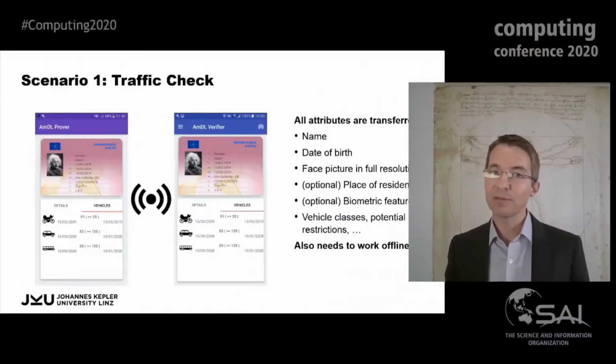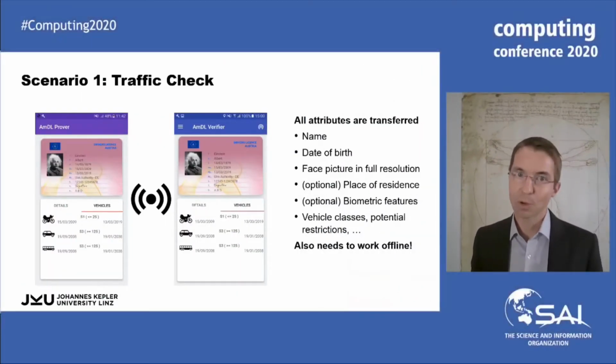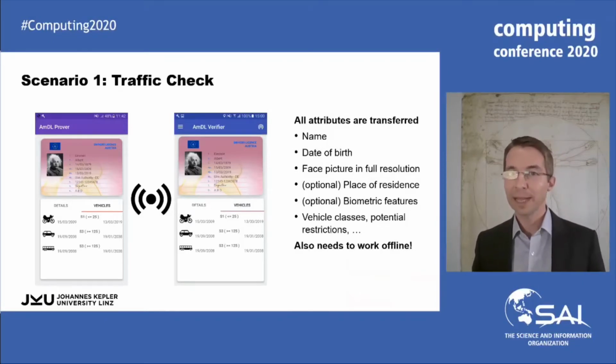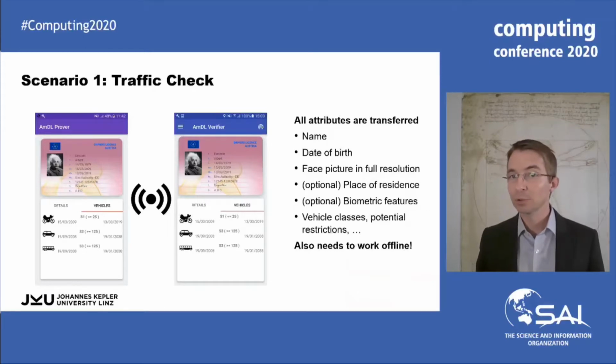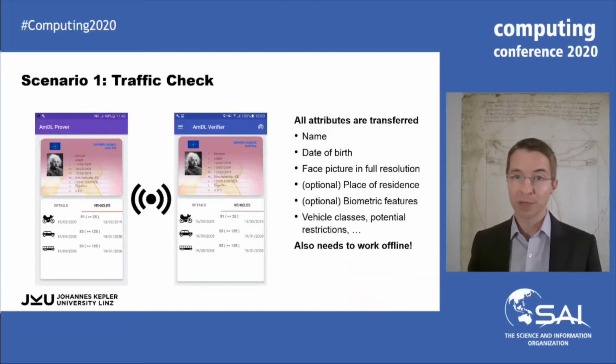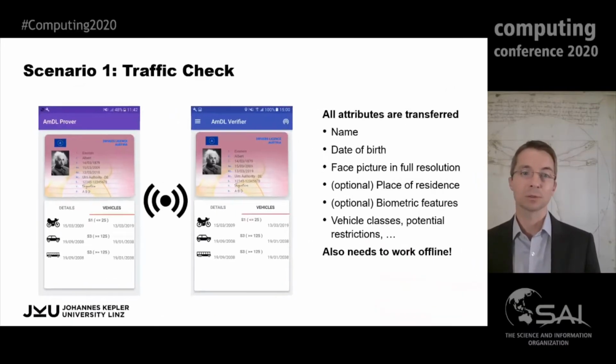A mobile driving license, the one for cars, not for the internet, combines a set of highly useful attributes and is issued by a government agency. For a traffic check conducted by police officers, all of those attributes are transferred and verified, including full name, date of birth, a face picture in high resolution, potentially a place of residence, other biometric features, and driving license specific attributes like vehicle classes and potential restrictions.